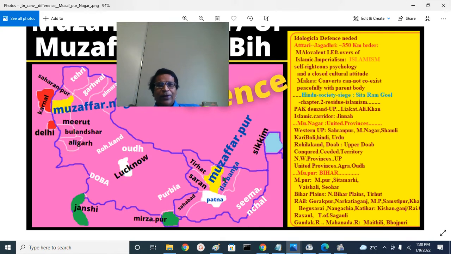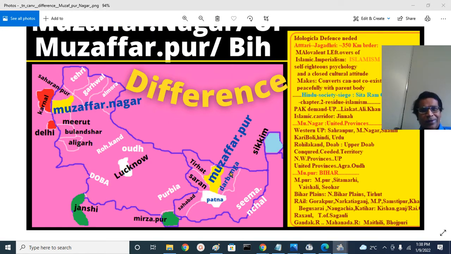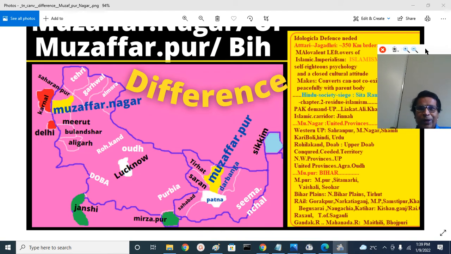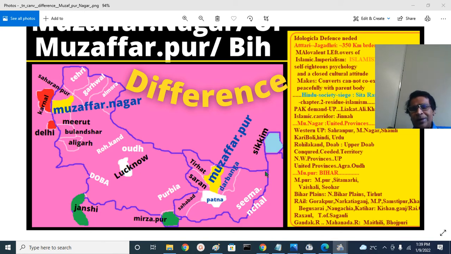Then Muzaffarnagar. When you come to Bihar, this region is Bihar. The Ganga river goes here. North of Ganga river is northern Bihar. Northern Bihar or Bihar plains is essentially the region between Gandak river here, Mahananda river here. Mahananda river comes from Sikkim, is a border between Bengal and Simanchal, that is Bihar. Mahananda river joins Ganga river near a place called English Bazaar or Malda, close to Bangladesh.